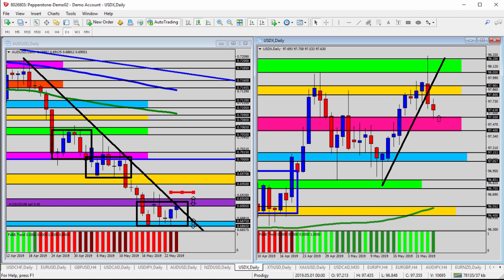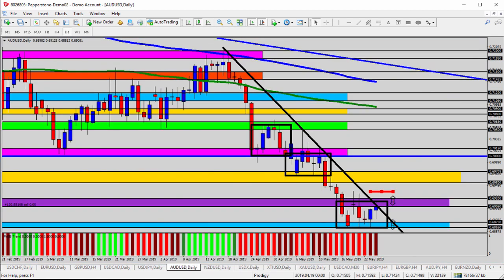So interesting, if the US dollar finds support at the pink zone and goes up, we find resistance at the purple zone within the direction of the trend on the Australian dollar, and it goes down. So that's the way we're going to look at this today, if the US dollar doesn't continue its free fall from yesterday.